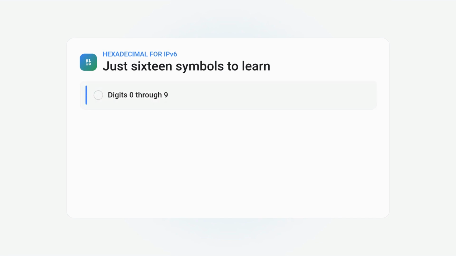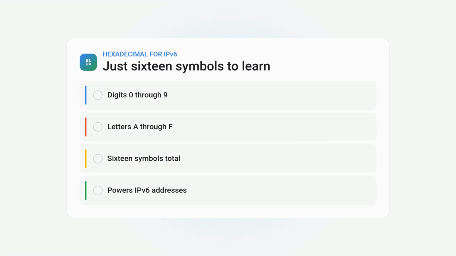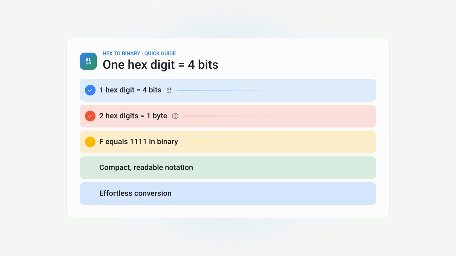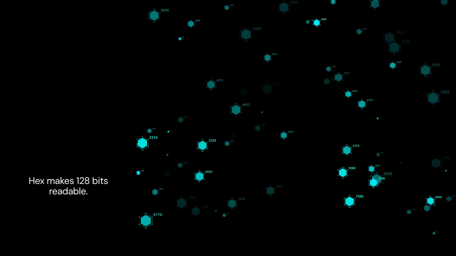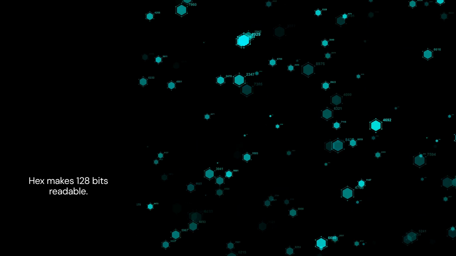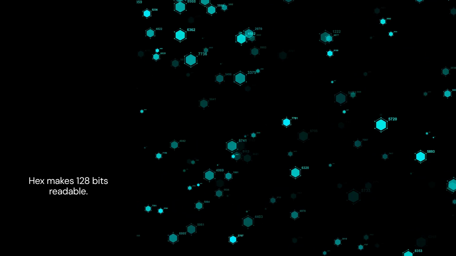To read IPv6 comfortably, you only need a small amount of hexadecimal. Hex uses the symbols 0 through 9, then A through F. After 9, the values continue as A for 10, B for 11, all the way to F for 15. The helpful shortcut is that one hex digit always represents exactly 4 bits. That means 4 binary bits can be compressed into one cleaner hex symbol, which makes a 128-bit address far easier to write and read.